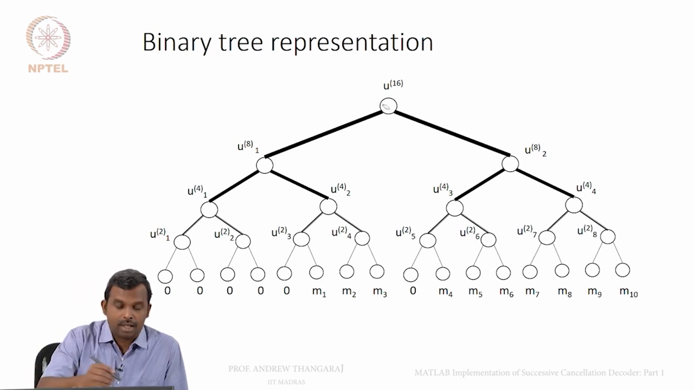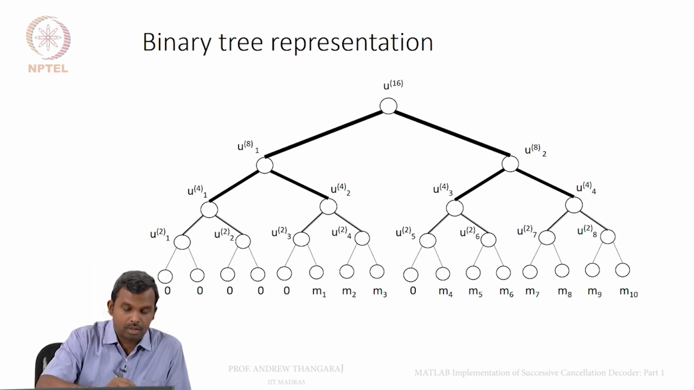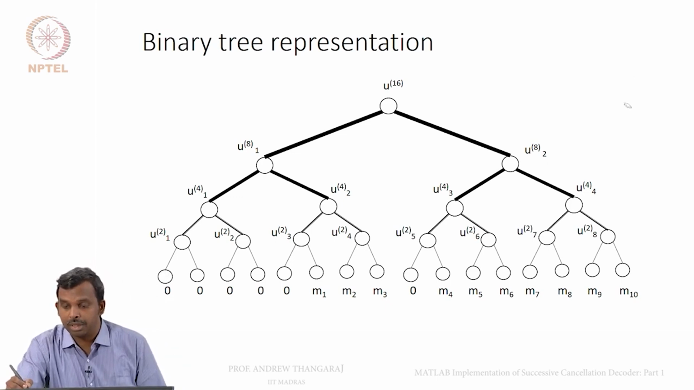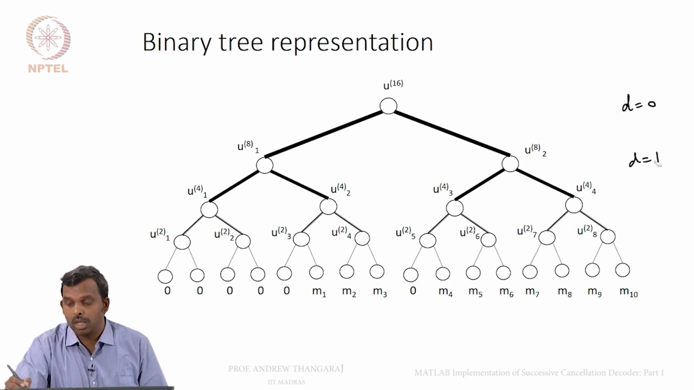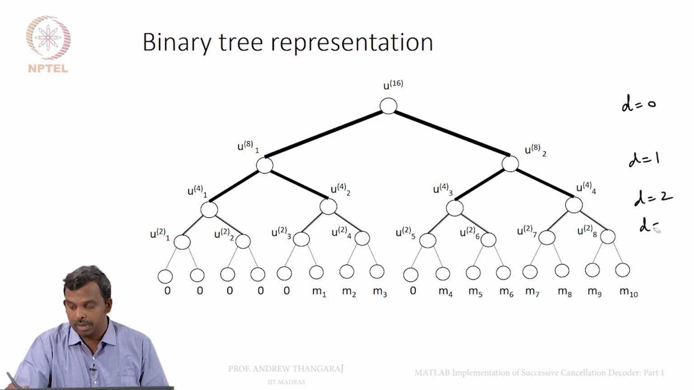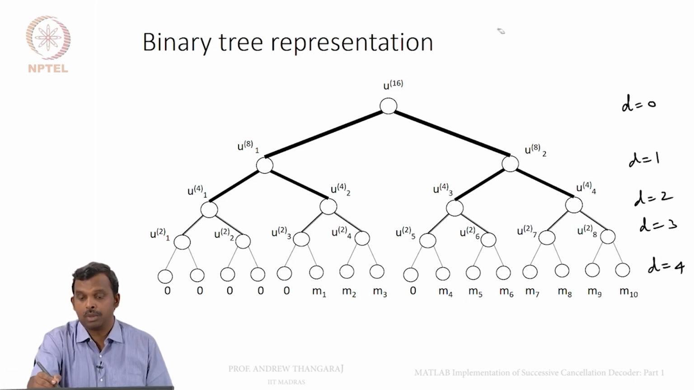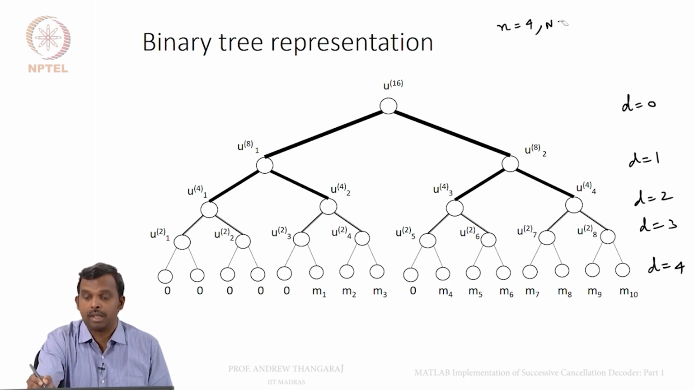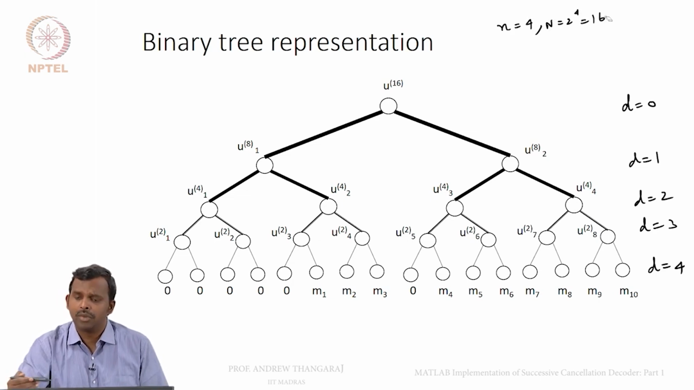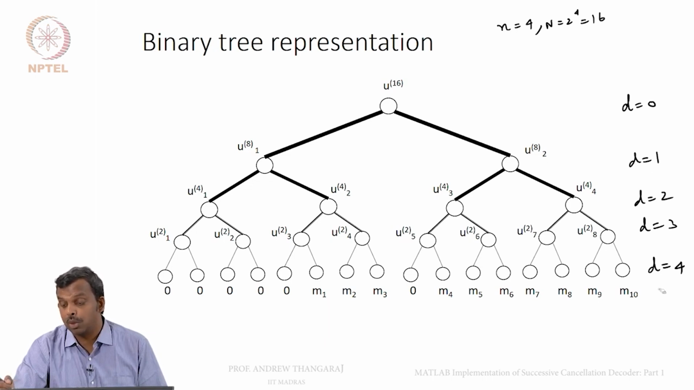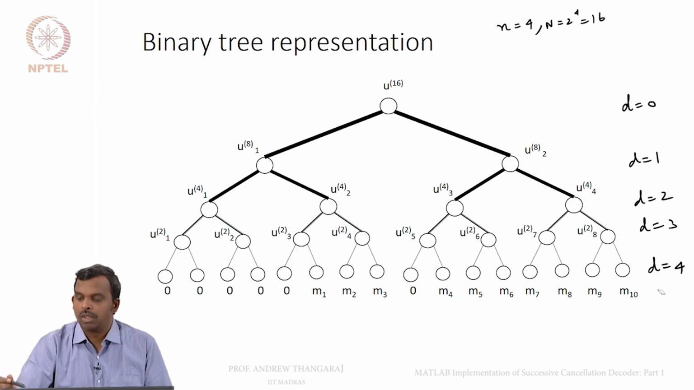The first thing I will use is this notion of depth. So this has depth equals 0, this level, and then you have depth equals 1, depth equals 2, depth equals 3, depth equals 4. Remember, this one is n equals 4 and capital N equals 2 power 4, which is 16. If you have a more general one, the depth will go further. For instance, if it is 1024, the depth will go from d equals 0 all the way up to d equals 10.